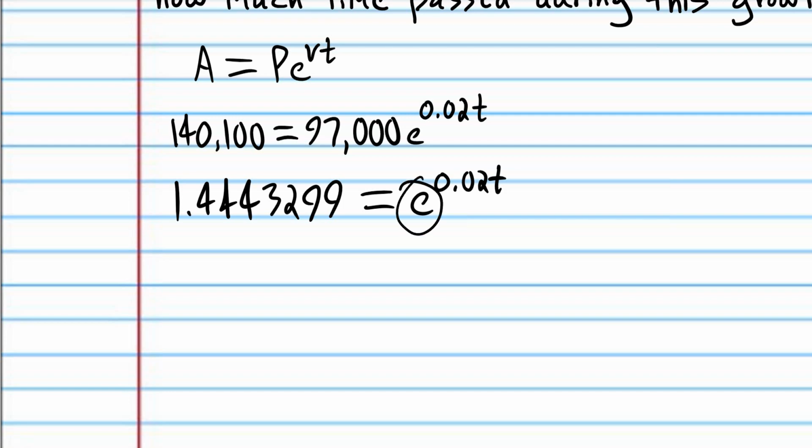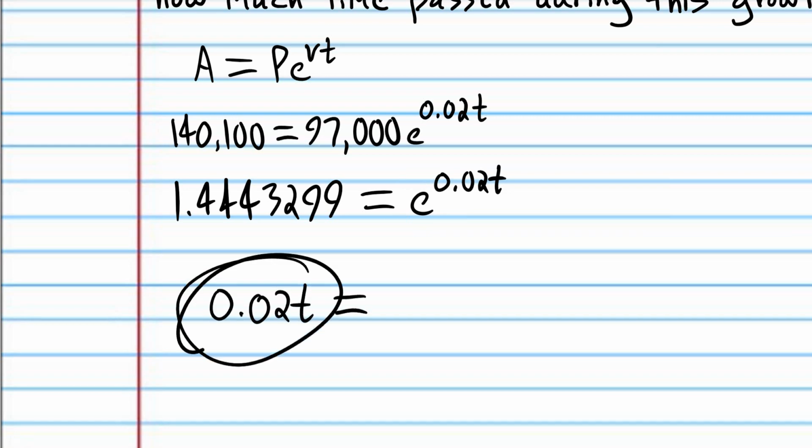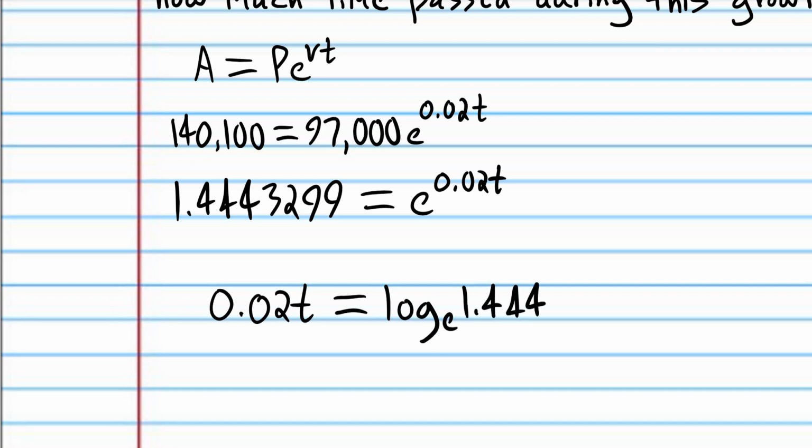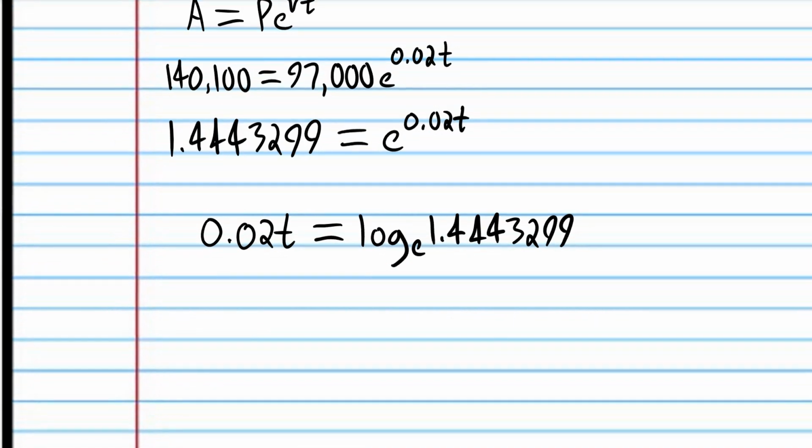And remember, e is just a constant. So we need to tell the calculator we're looking for the exponent when e is raised to that exponent, we get this number, and so that's going to be log base e of 1.4443299. But remember, our calculator doesn't use that notation. It uses ln. Whenever you have log base e, it's always written as ln.